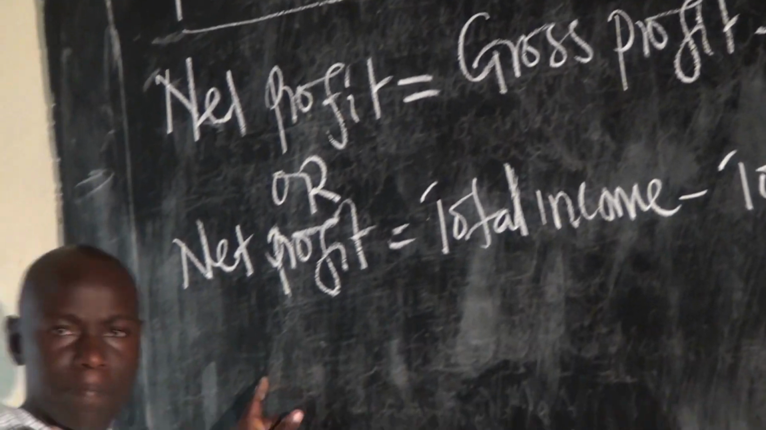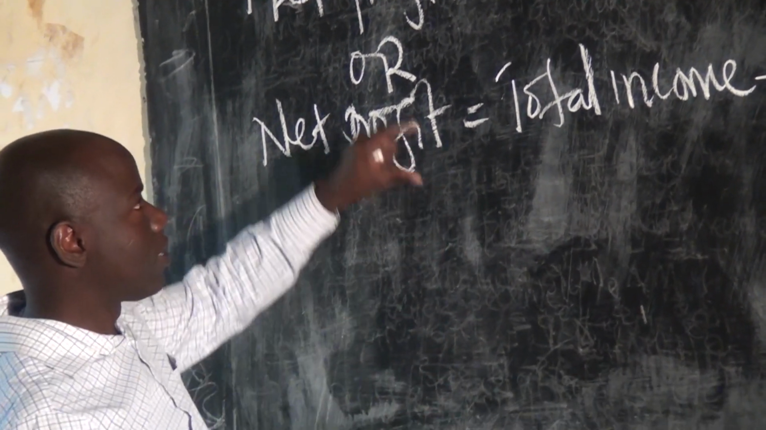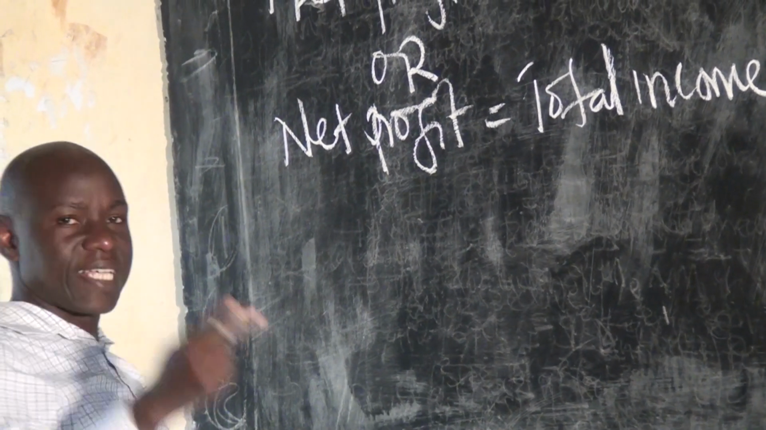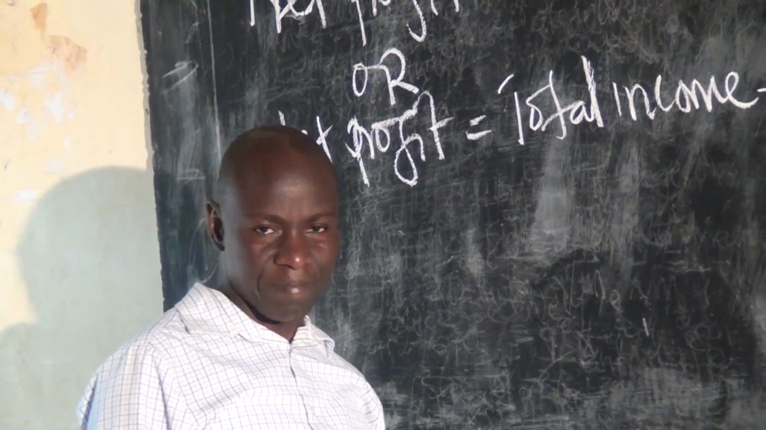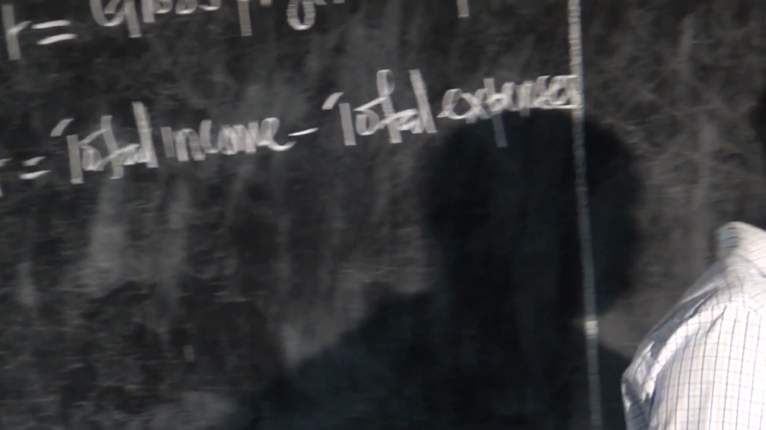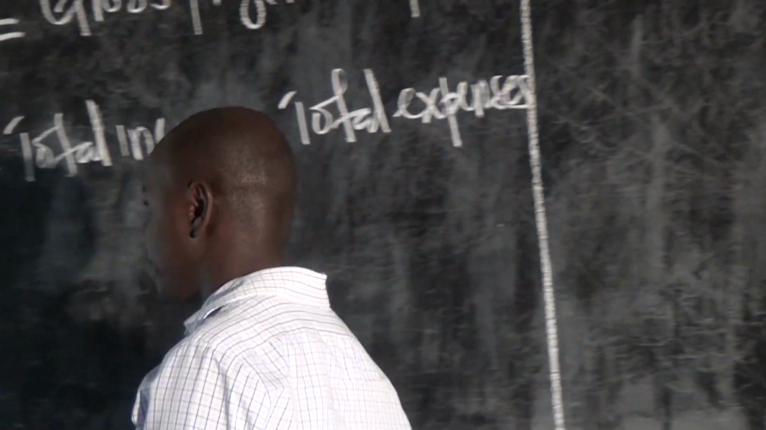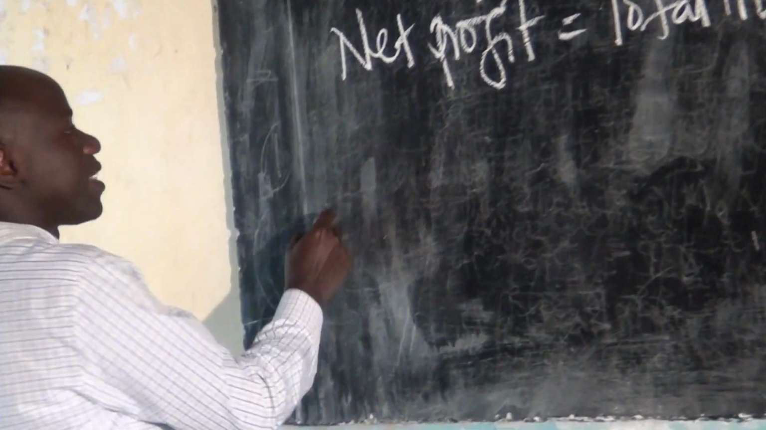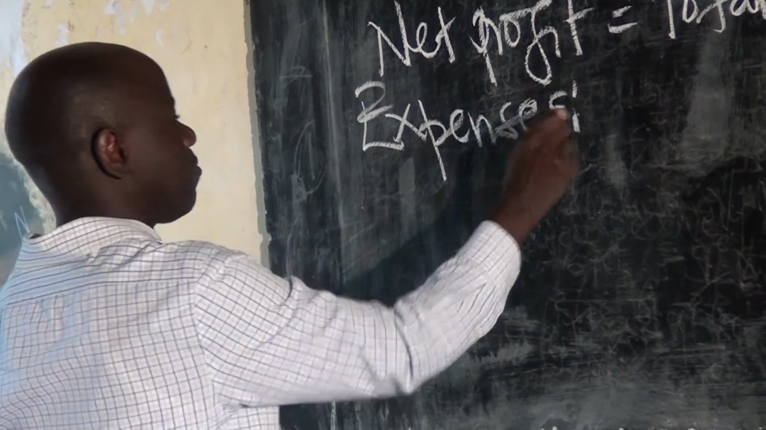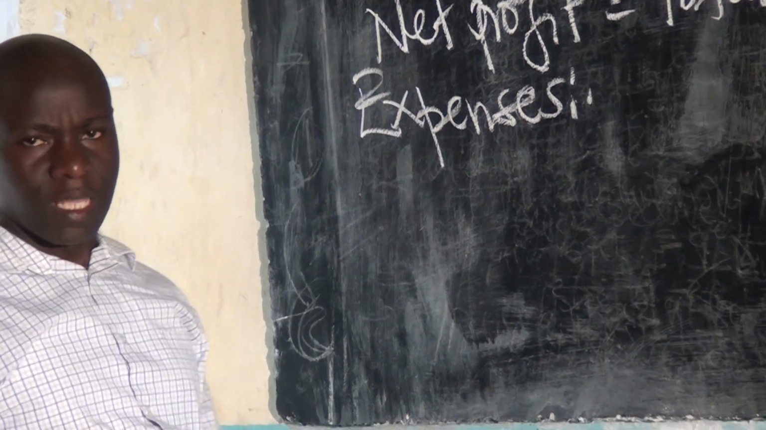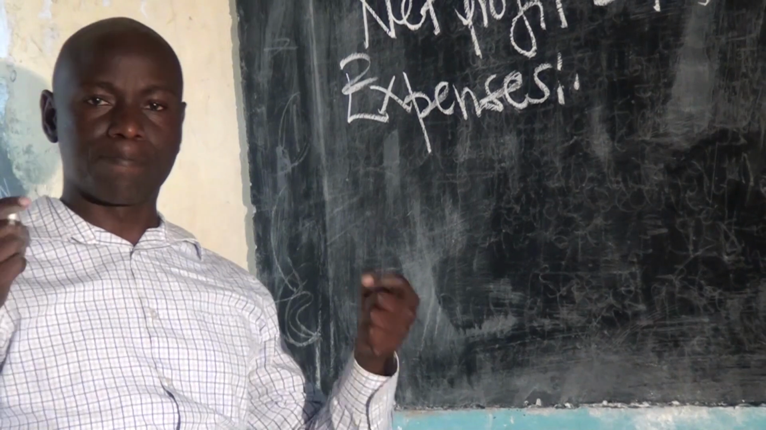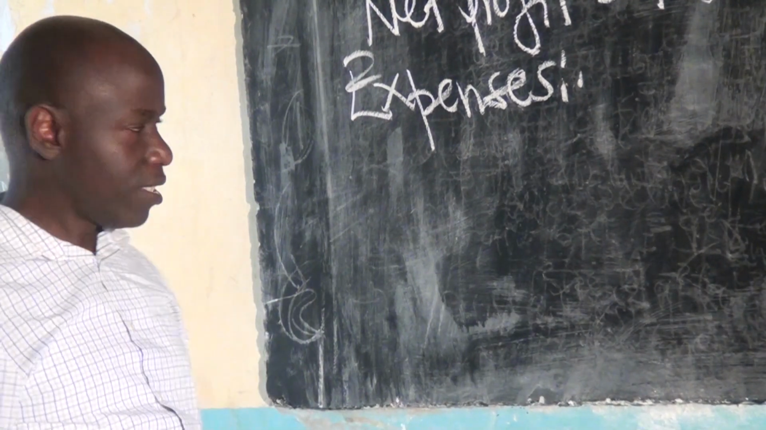Items we consider when we are preparing the profit and loss account. There are basically 2 items we consider when we are preparing the profit and loss account. The first item is what we call expenses. Expenses are things on which the business spends money for its smooth running.